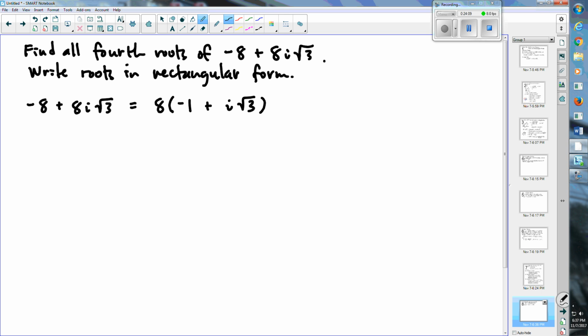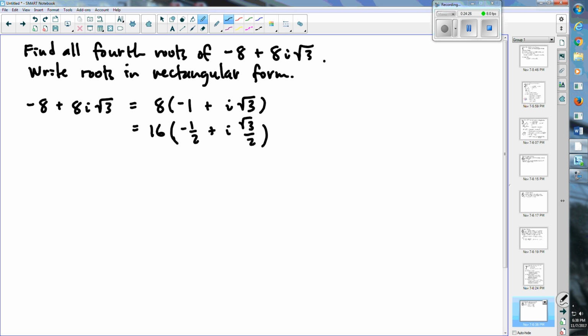And I'm going to continue. I'm going to factor out another factor of 2, so that would be 16. And inside the parentheses, I have -1/2 plus I root 3 over 2.